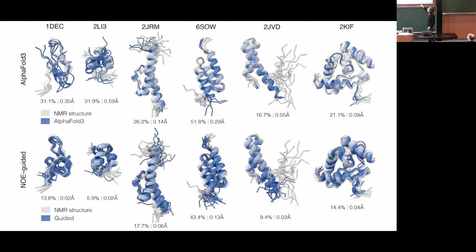You can see that AlphaFold often completely misses the correct tertiary structure of the protein. So here, for example, it went in some completely wrong direction. And when guided by known constraints, it actually matches the white ensembles quite well, and numerically it often performs better.